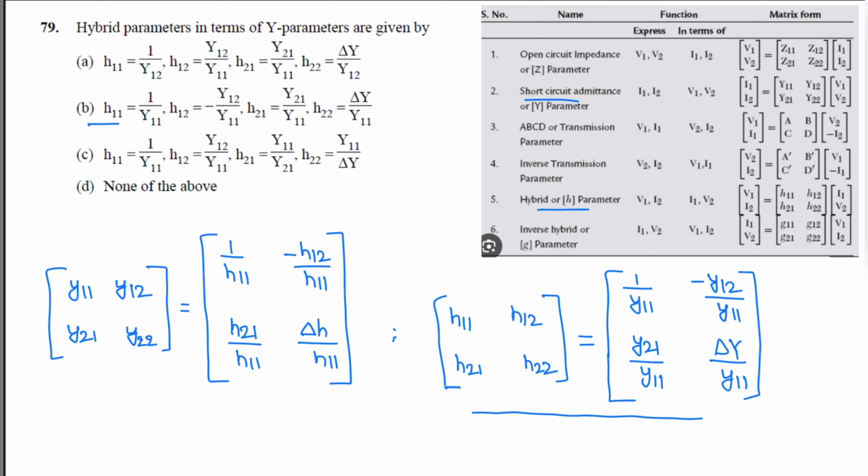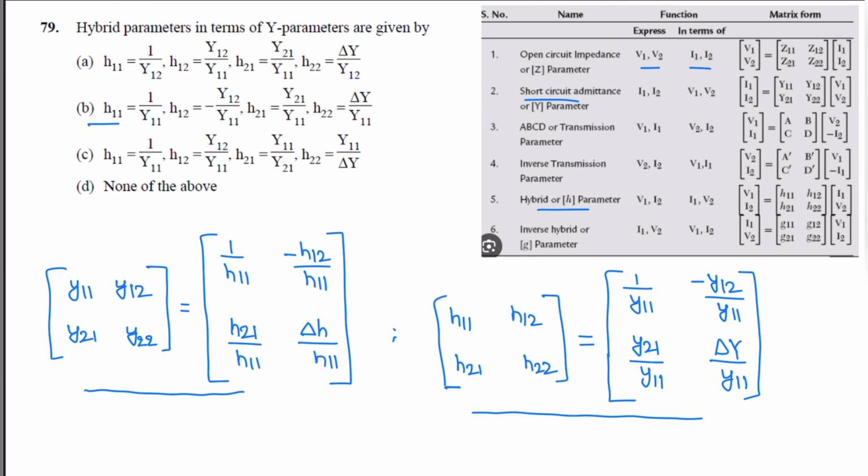So this is H parameters in terms of Y parameters, and Y parameters in terms of H parameters. Both are given. These Y parameters are short circuit parameters and H parameters are hybrid parameters. Similarly, there are Z parameters or open circuit parameters, ABCD parameters or transmission parameters, inverse ABCD or inverse transmission parameters, and inverse hybrid parameters. Their variables and the relations between the variables are given in the image. Correct option is B. Next question.